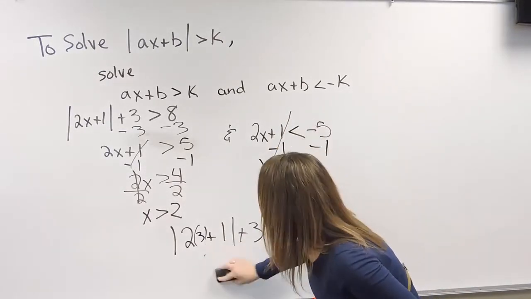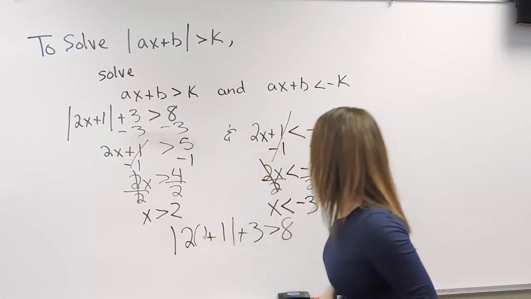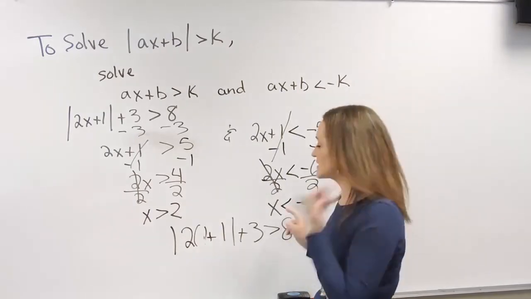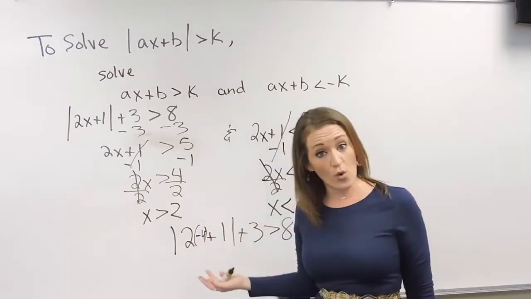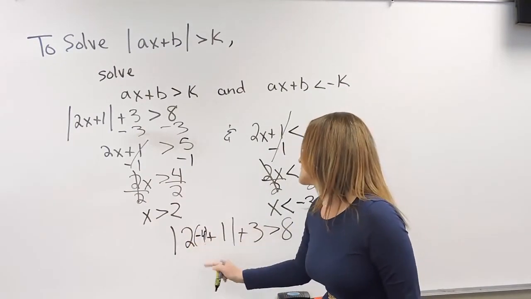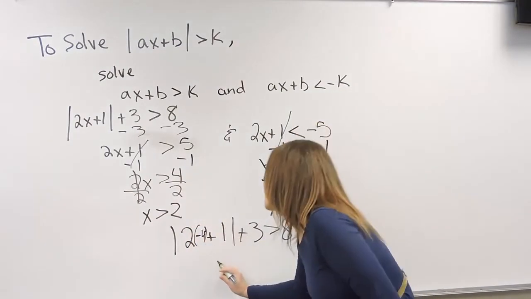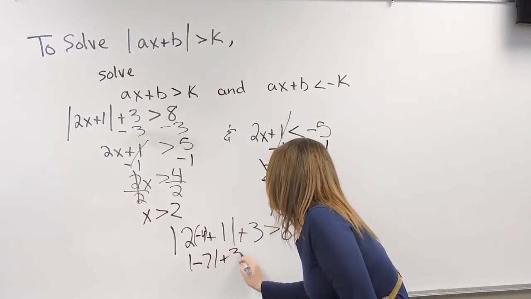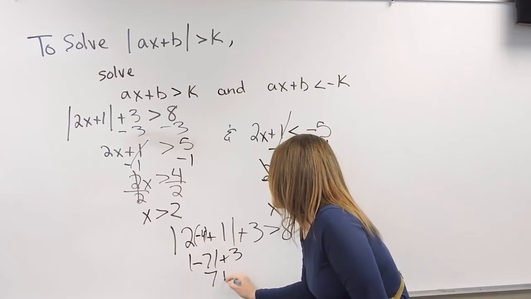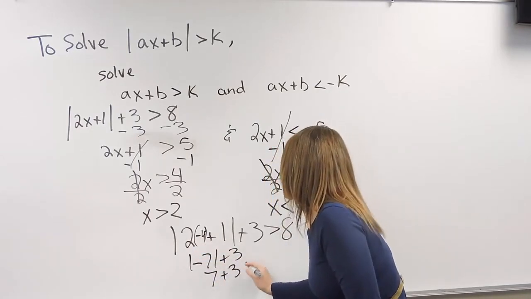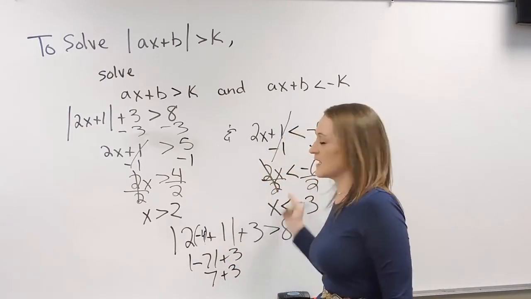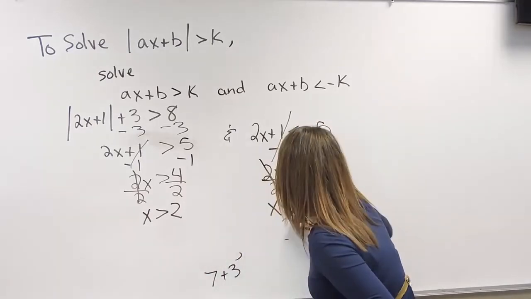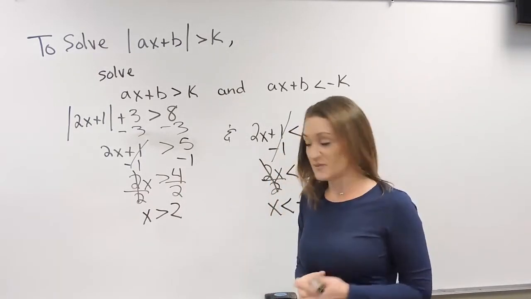If we do the same thing for our other proposed solution, we got that x is less than negative 3. So let's pick something less than negative 3. I'm going to go with negative 4. So 2 times negative 4 is negative 8. Negative 8 plus 1 is negative 7. But when we take the absolute value of that, the absolute value of negative 7 is 7. And 7 plus 3 is once again 10. And 10 is greater than 8. So both of my solutions do work out. You do need to go through and run the check though, just to be sure.